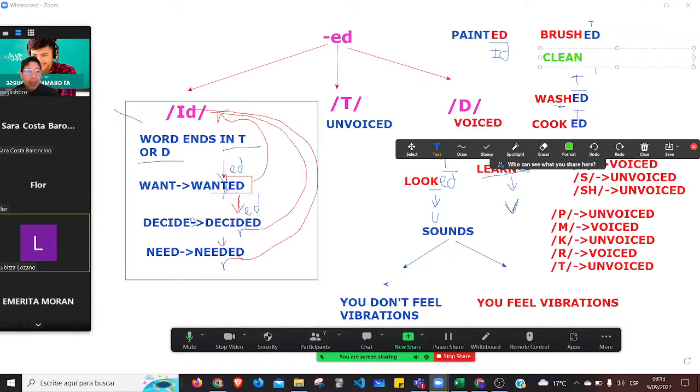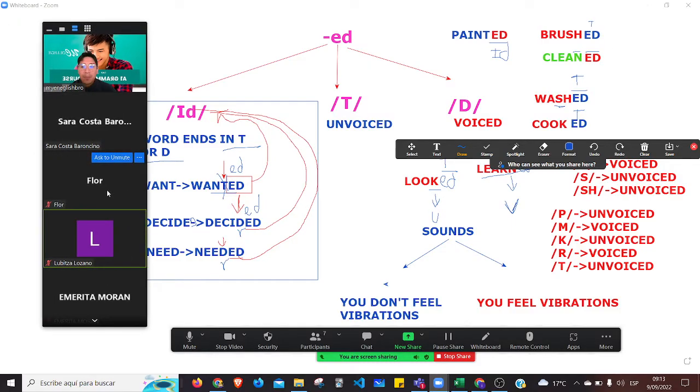Look at this. Clean. When you add ed, this ed sounds like n, n, n. Which one? Like D, right? So you say cleaned. It is not cleant. We say cleaned, cleaned.